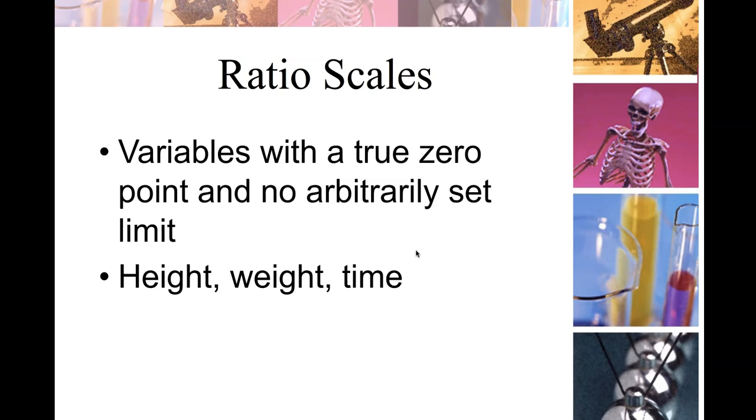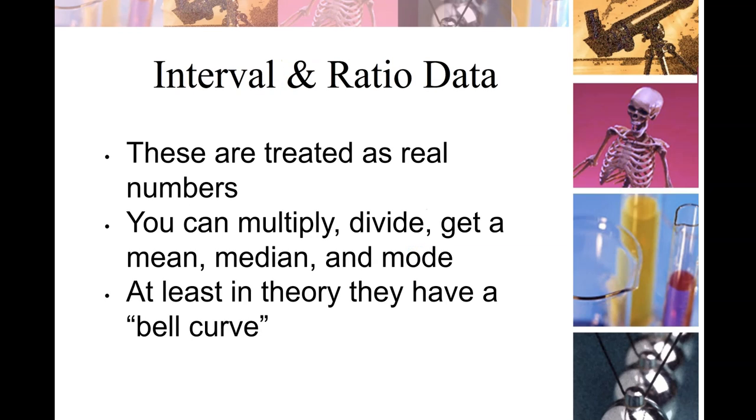And the same thing is true for height, for weight, right? If someone's weight is 0.000, they have no weight. That person doesn't exist, right? So we've got a true 0 point and no arbitrarily set limit. So interval and ratio data are going to be treated as real numbers. You can multiply, divide, get a mean, a median, a mode, and at least in theory, they're going to have a bell curve, right? And we'll talk about a bell curve a little bit later, and then certainly in the next lecture as well. Most people are going to be in the middle, and then fewer people are going to be really low, and fewer people are going to be really high.